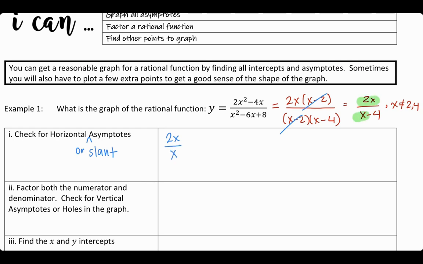If I was to take 2x and divide it by x, what does that give me? I have a 2. Do I have any x's left right here? No. So do I have a horizontal asymptote? Yes. The degree on top and bottom was the same, which means my horizontal asymptote is y equals 2. So the ends are going to end up approaching that line y equals 2.